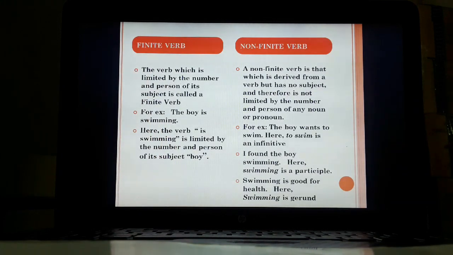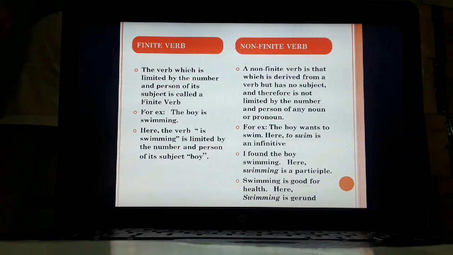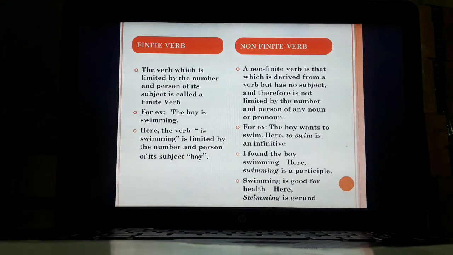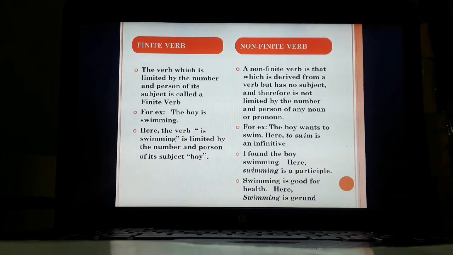Now, before directly jumping on to the topic, let us first learn the distinction between a finite verb and a non-finite verb. As you can very well see on the screen, the definition of a finite verb: the verb which is limited by the number and person of its subject is called a finite verb. Or in other words, you can say that a finite verb is a fixed verb.